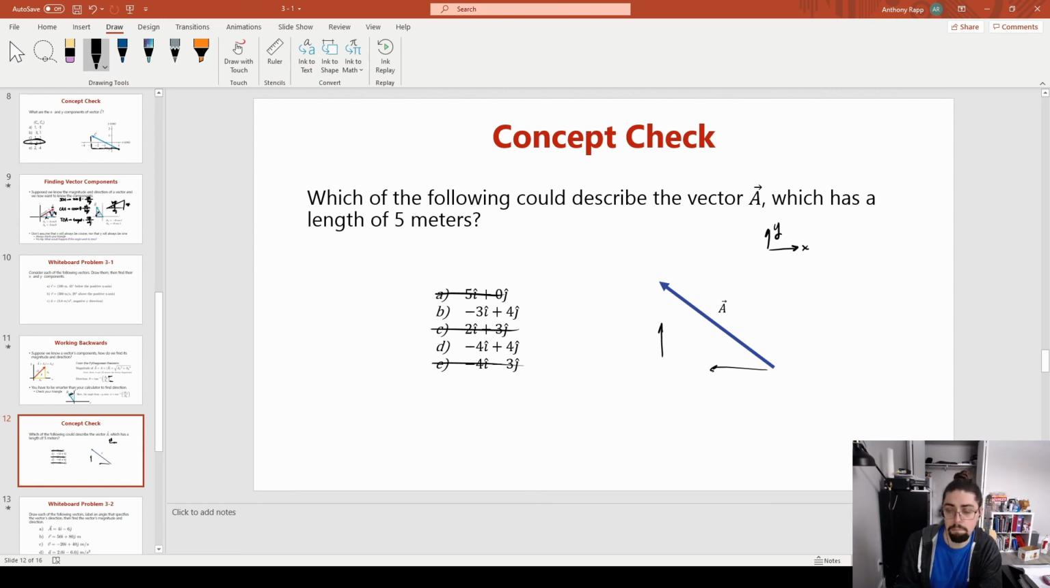Now, why is it B and not D? What's the other part of this? We have the rough direction down. But what's the difference here?